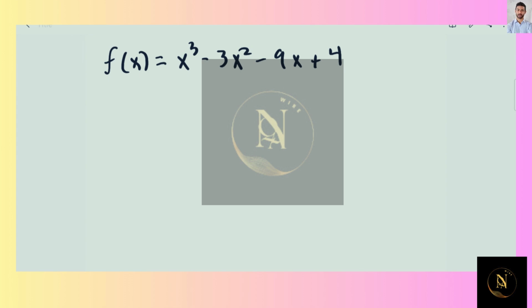To find the intervals where our function f of x is increasing or decreasing, the first thing we're going to have to do is find the derivative of this function. So we're just going to have to use the power rule to find this derivative. The derivative of x to the third is 3x squared minus 6x minus 9, and then our constant goes to 0. So this is the derivative of our function.